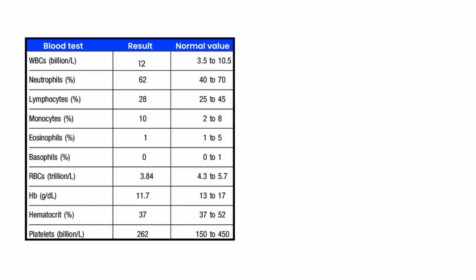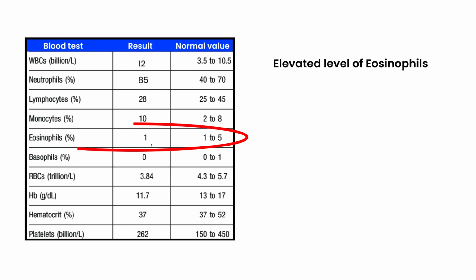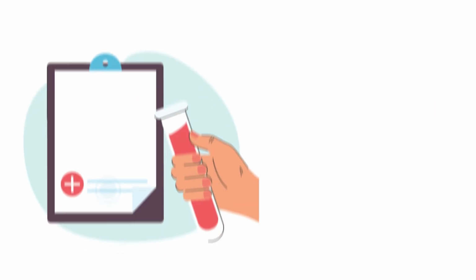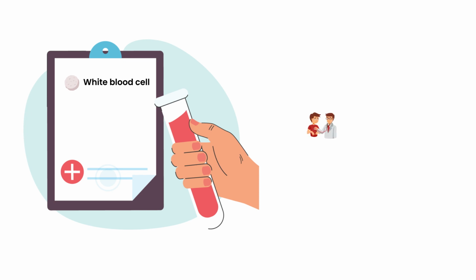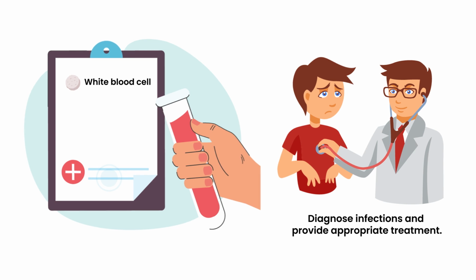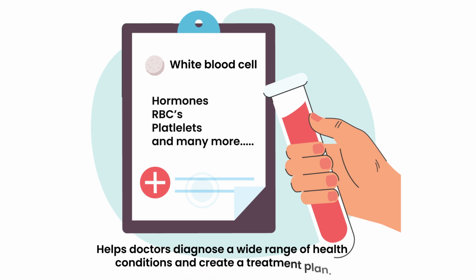For example, an elevated level of neutrophils, a type of white blood cell, may indicate a bacterial infection, while an elevated level of eosinophils may indicate a parasitic infection. By measuring white blood cells in a blood test, doctors can quickly and accurately diagnose infections and provide appropriate treatment. Similar to white blood cells, measuring other parameters helps doctors diagnose a wide range of health conditions and create a treatment plan.